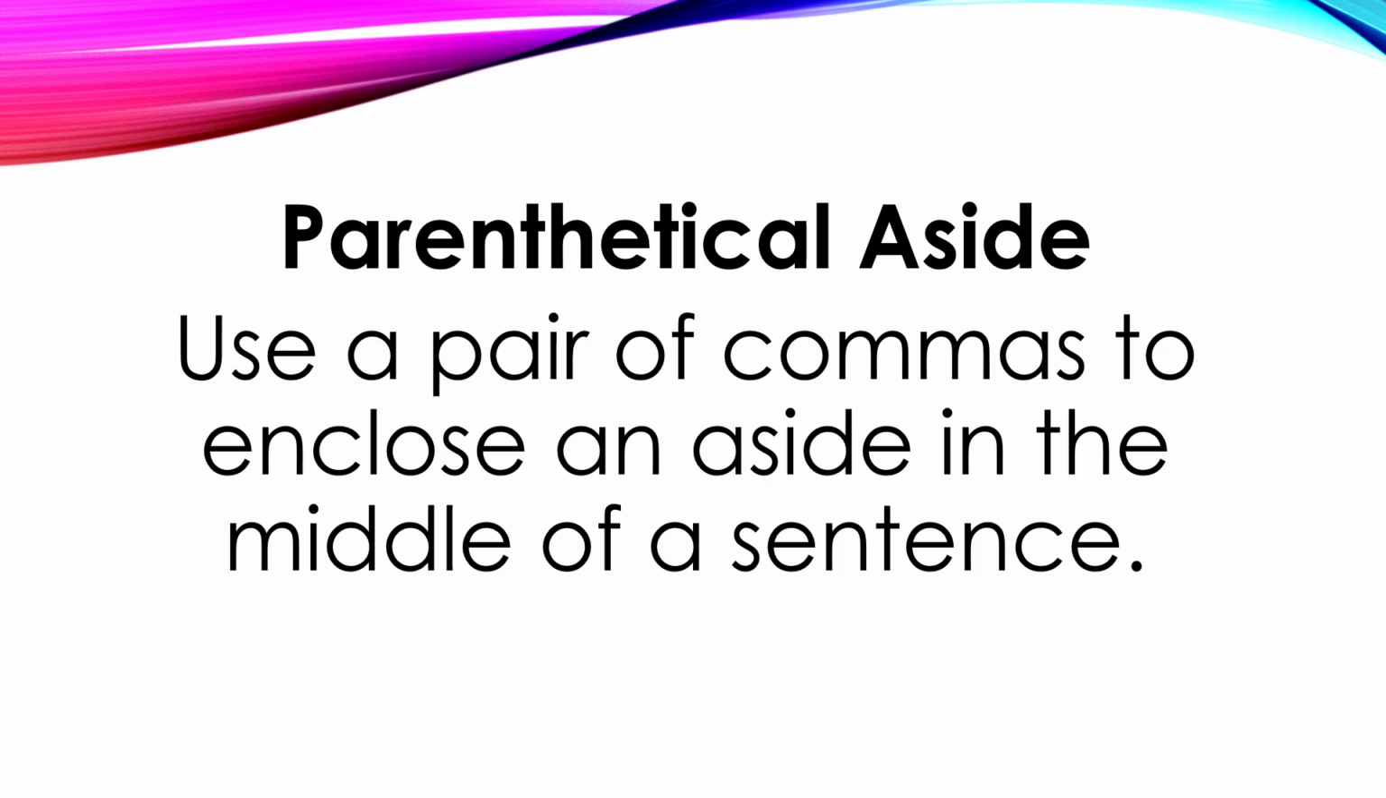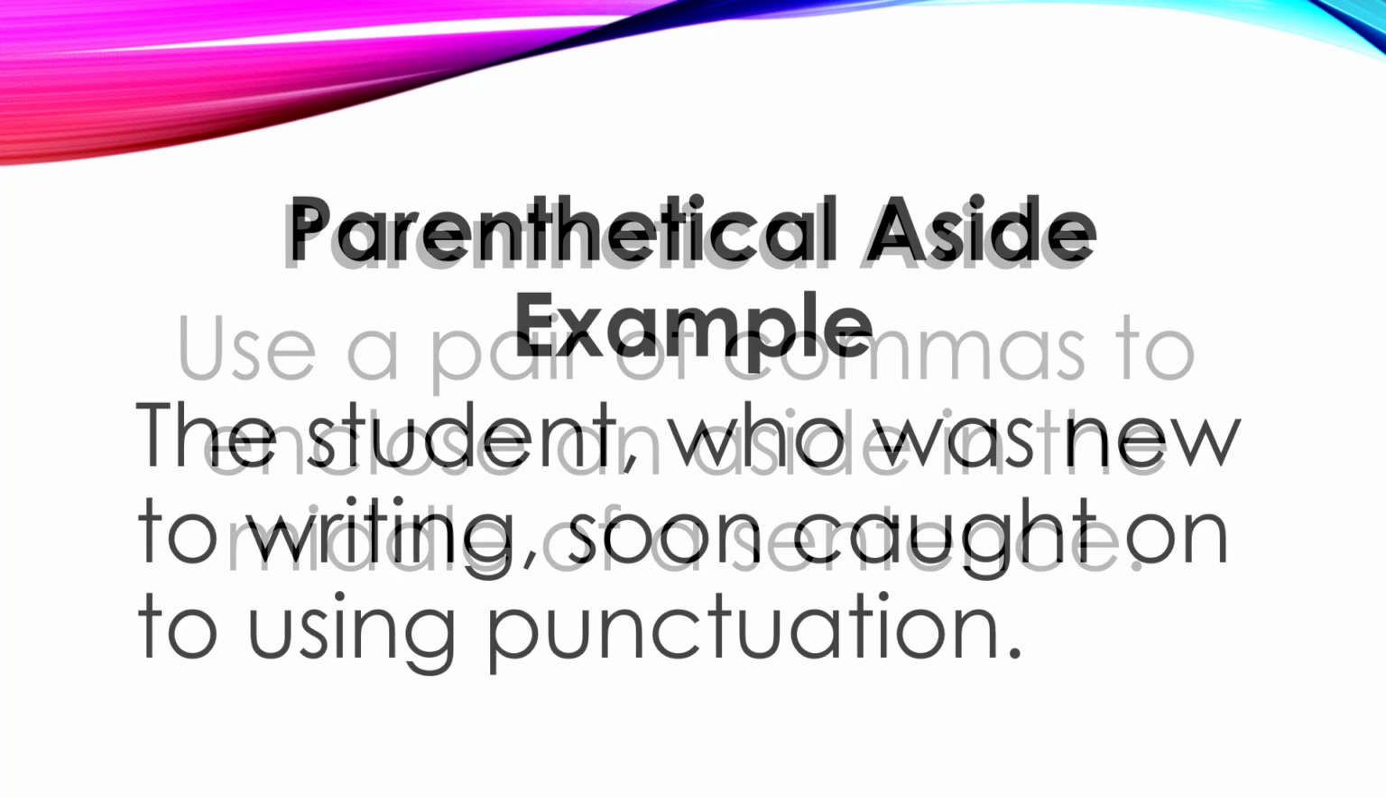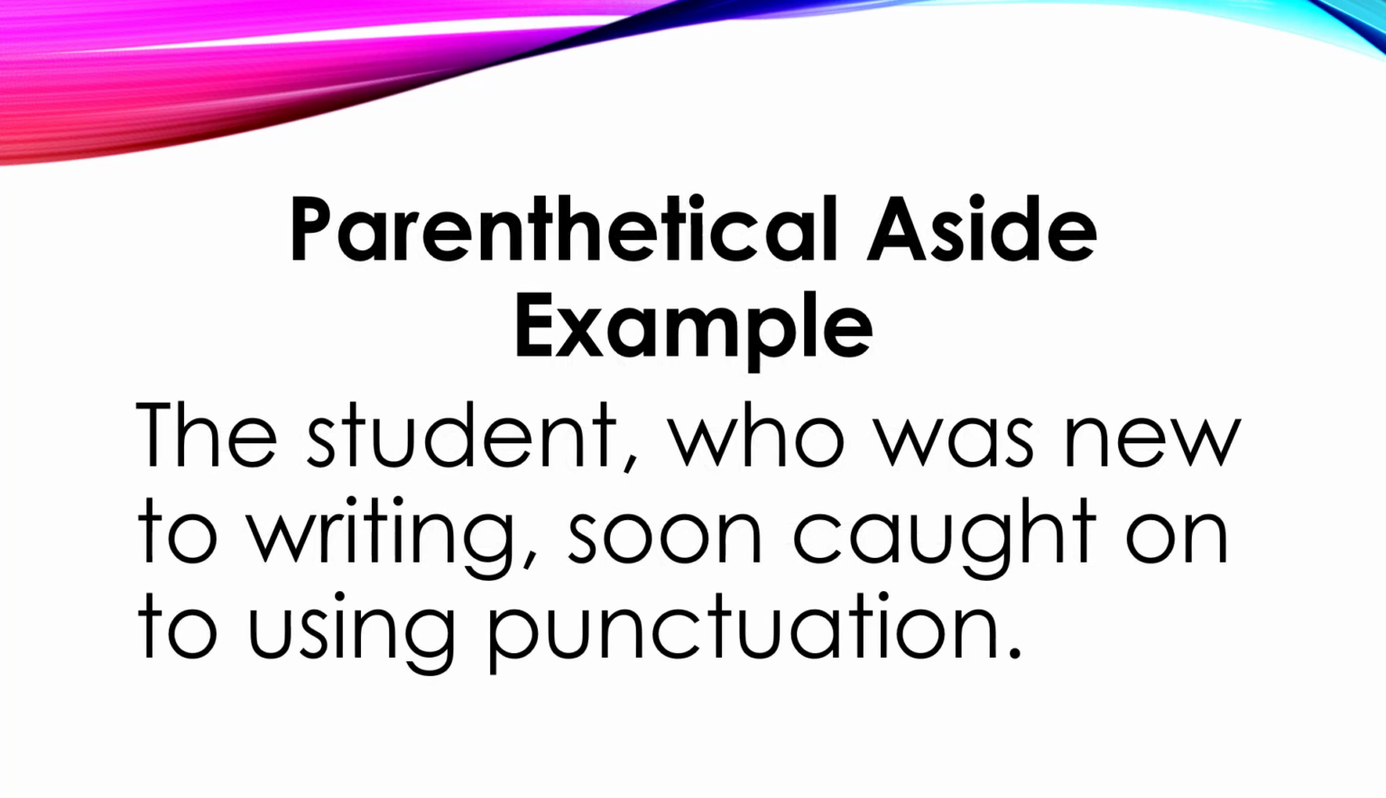The next instance is parenthetical asides. Use a pair of commas to enclose an aside in the middle of the sentence. Asides would include little bits of information that you insert into the sentence to clarify. Let's take a look at an example. "The student, who was new to writing, soon caught on to using punctuation." "Who was new to writing" is a little parenthetical aside, and you use commas to separate it from the body of the sentence.